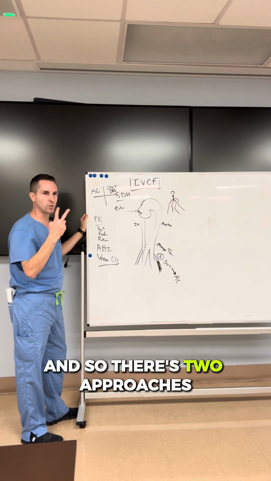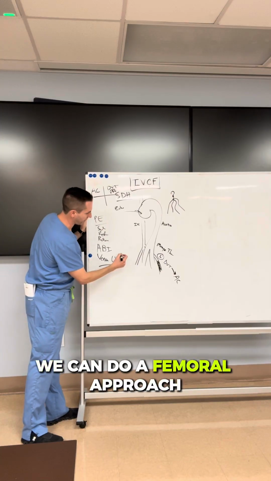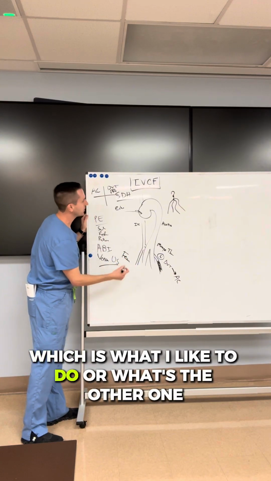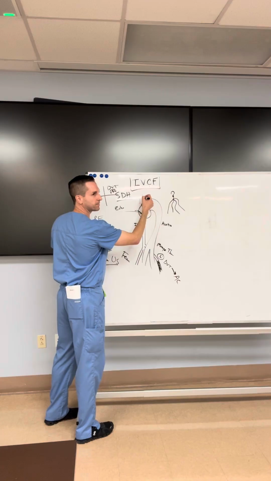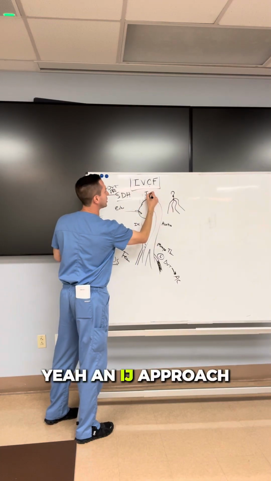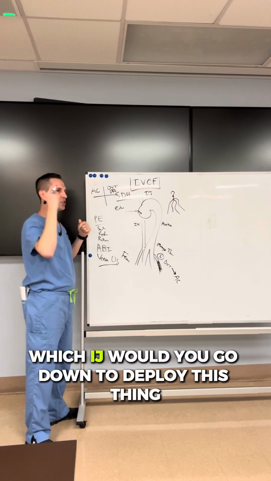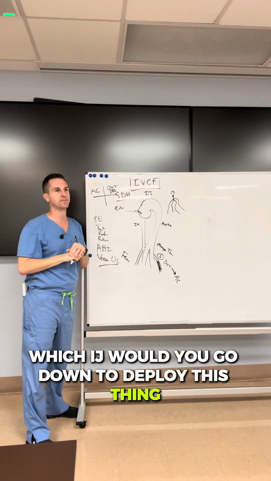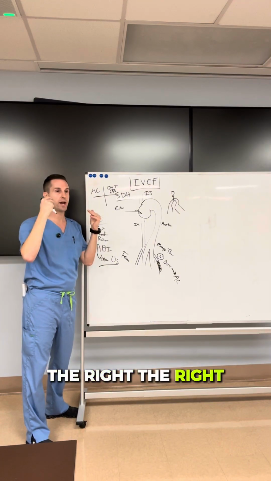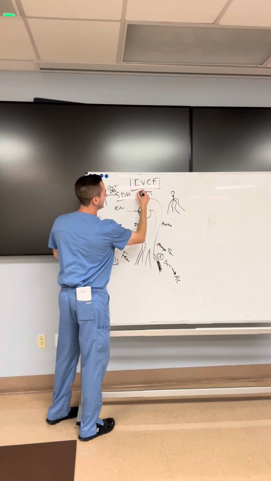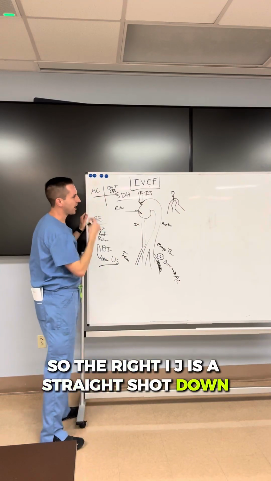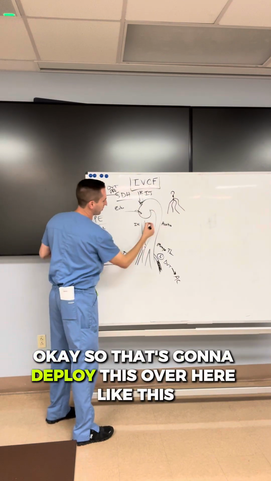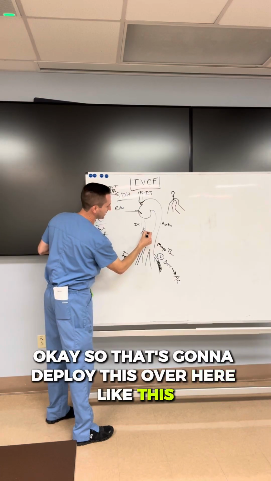And so there are two approaches. We can do a femoral approach, which is what I like to do, or what's the other one? Yeah, an IJ approach. Which IJ would you go down to deploy this thing? The right, because this is a straight shot. So the right IJ is a straight shot down, okay? So that's going to deploy this over here, like this.